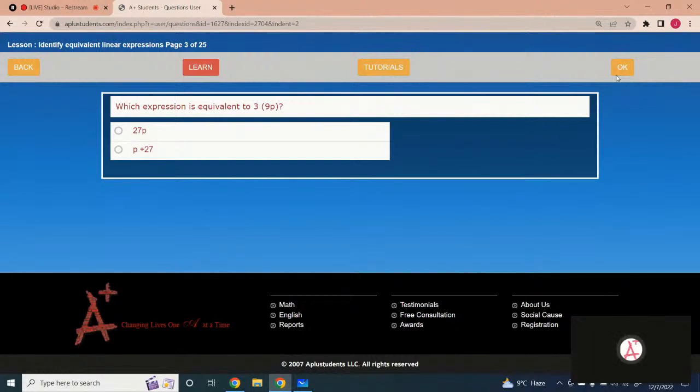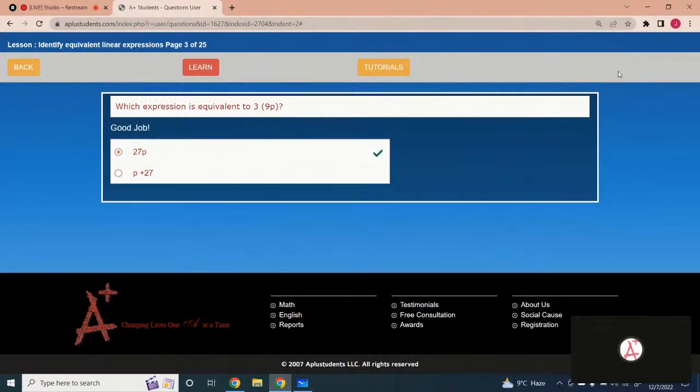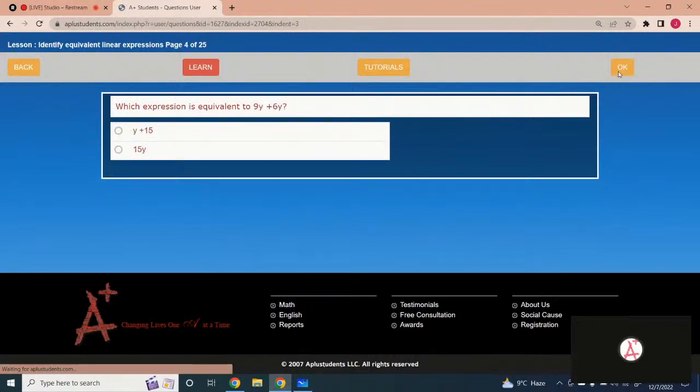Okay, the next one is which expression is equivalent to 3 times 9p? You have to multiply the number 3 that is outside the bracket with the things that are inside the bracket. So it would be 3 times 9 is? 27. Got it? So it would be 27p. Just select the correct option, then click on the OK button.